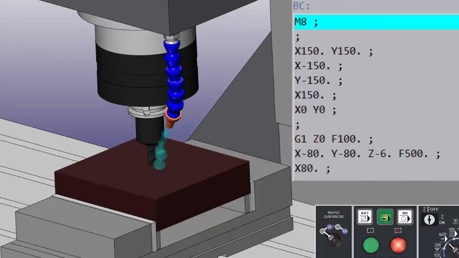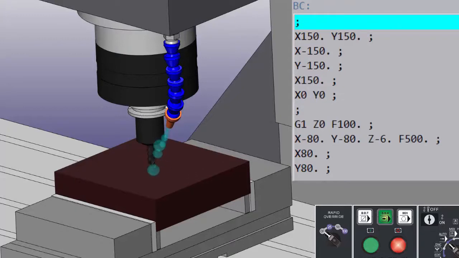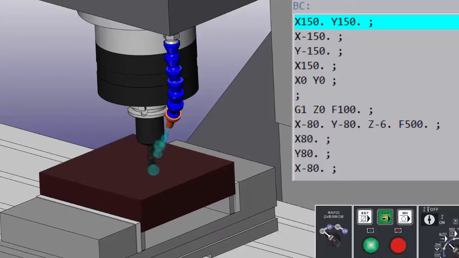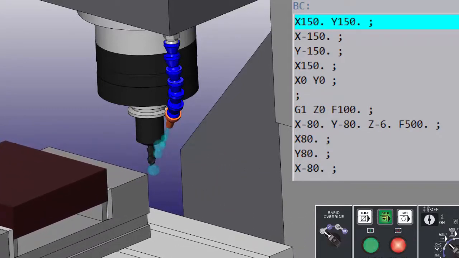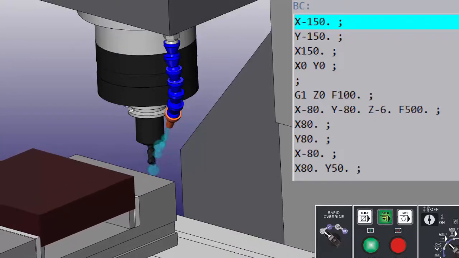And then I'm going to start my spindle up and I'm going to put my coolant on. And then I'm going to do some rapid moves now. So I'm rapid in to X150 and Y150. So both axes move together. But as I said, it would be a straight line in this case because they're moving the same amount from 0. But you can't guarantee that.